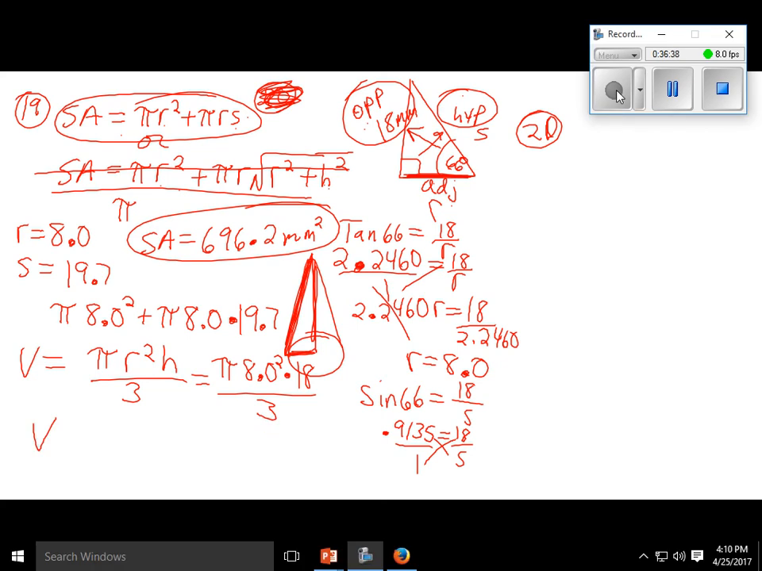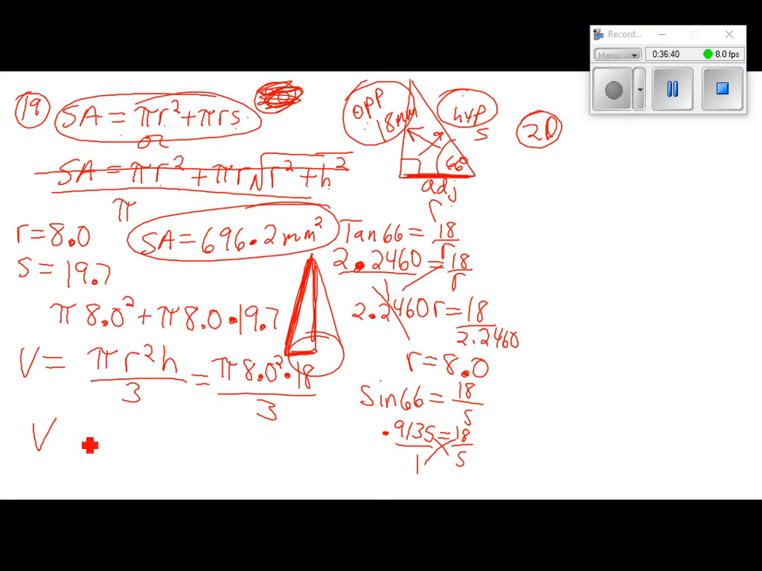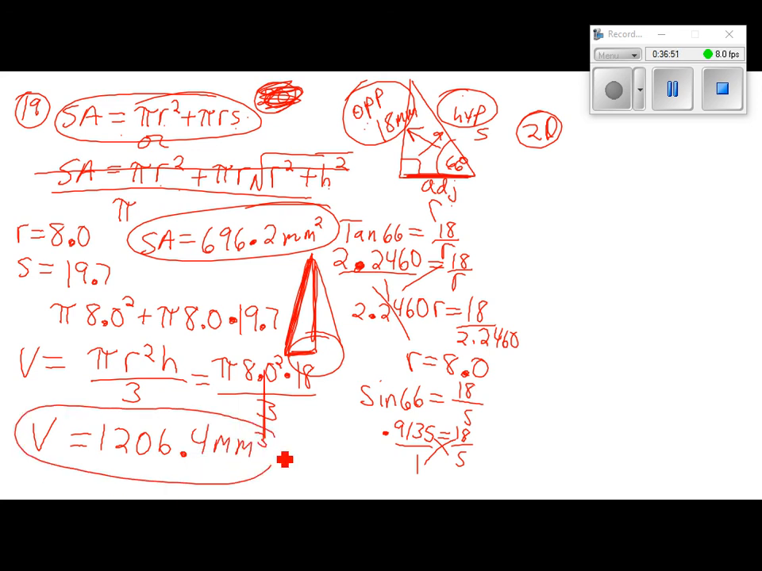When I did that, I ended up with the volume equal to 1,206.4, and it was millimeters, and when it's volume, it's millimeters cubed.